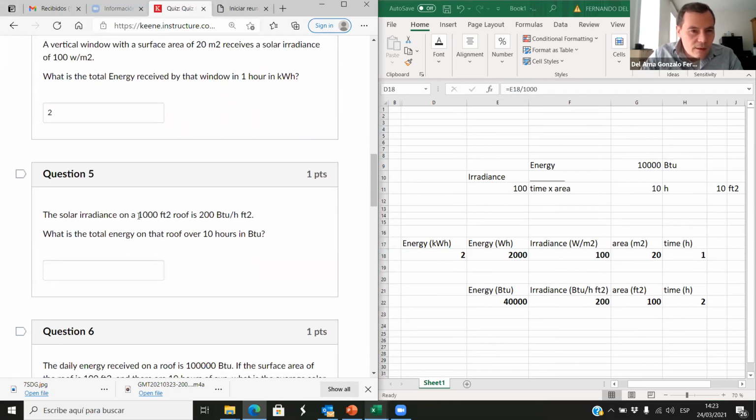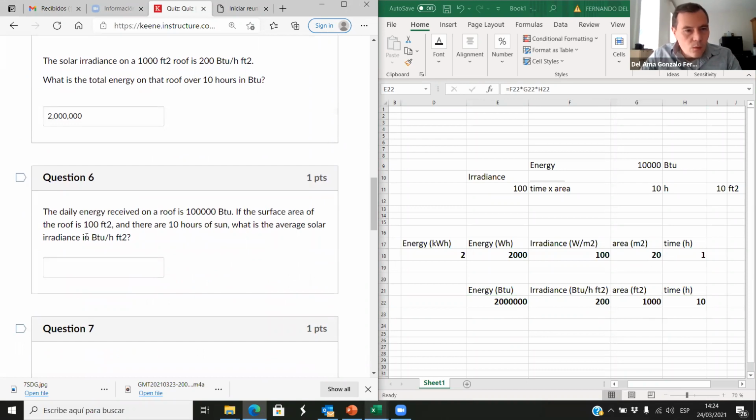Question 5, the solar irradiance, this is in BTUs. No, sorry, the irradiance is 200. The area is 1,000 square feet, and the time is 10 hours. So we are having 2 million BTUs.